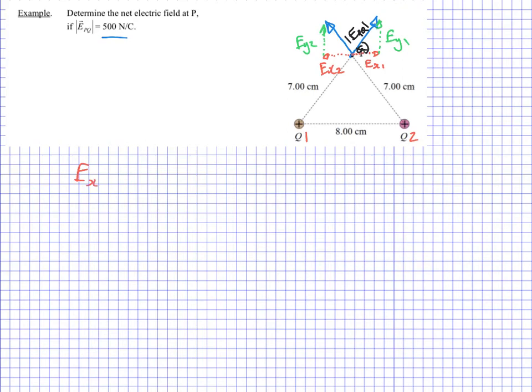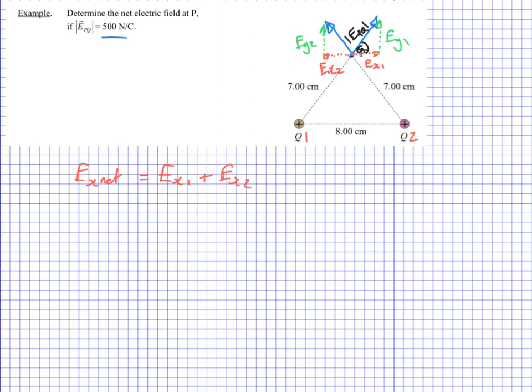So I would say the x net, so the electric field in the x direction, well, that's going to be the sum of EX1 and EX2. And hopefully you can see that because these hypotenuse values are the same, and because the shape of this triangle means that the angles are going to be the same, these red vectors are equal and opposite. So in other words, they're going to cancel each other out.